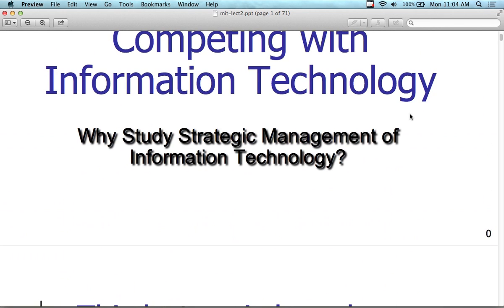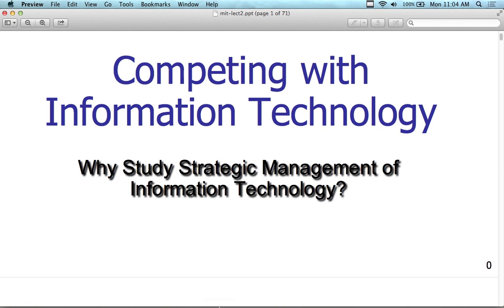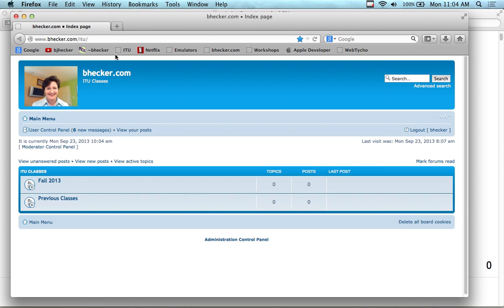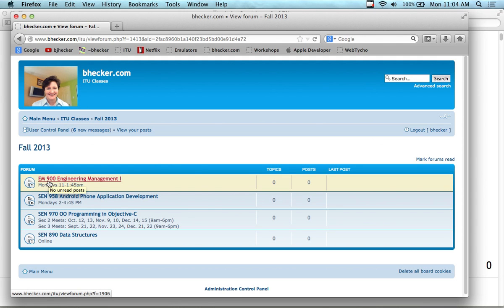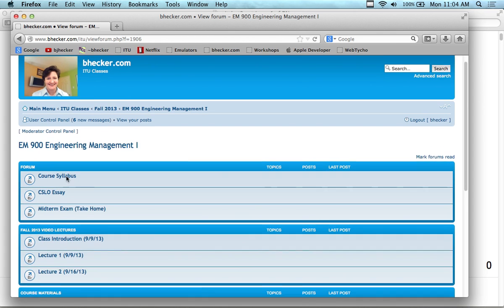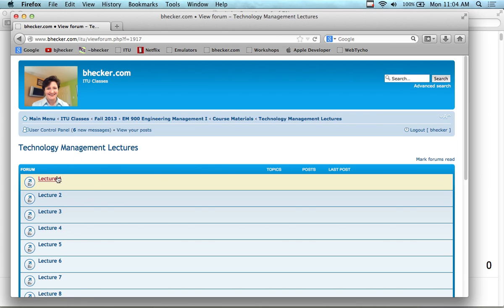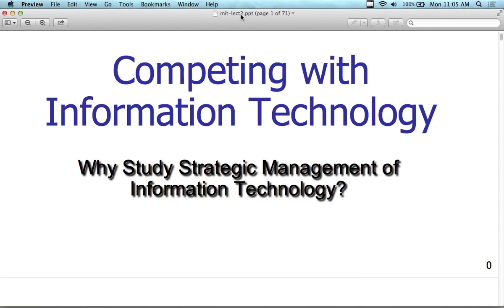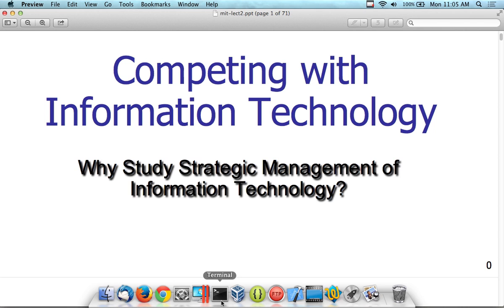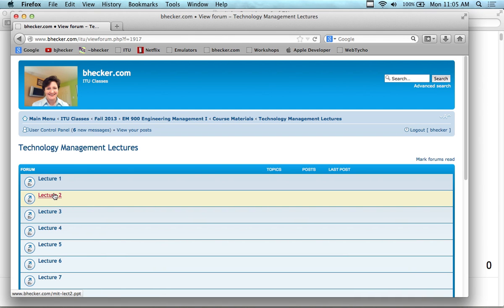So today's lecture is on the information technology track. So if you go to bhacker.com, if you're looking at it, because I see a couple of people have computers and tablets and stuff, and you might be able to look at it a little bit easier on your own device. If you go into engineering management and you go into the technology management series, this one is MIT lecture number 2. So it says on the top here, MIT lecture 2 PPT, and I'm hovering my mouse over this one here, and I see it on the bottom of my screen. So this is this one here.